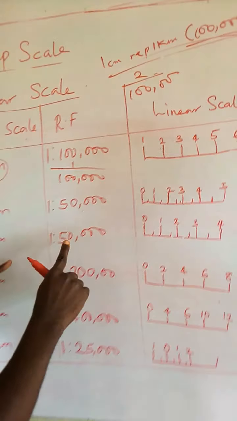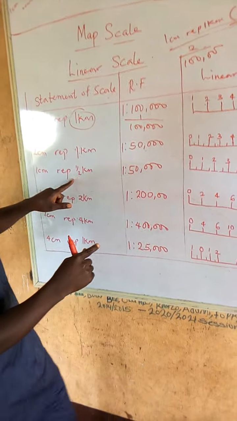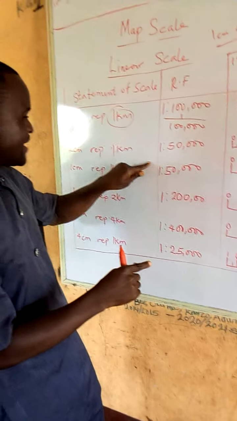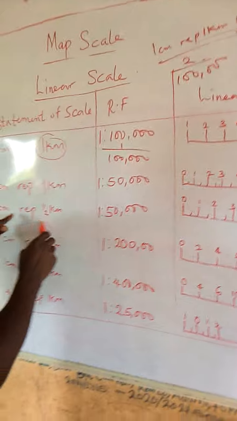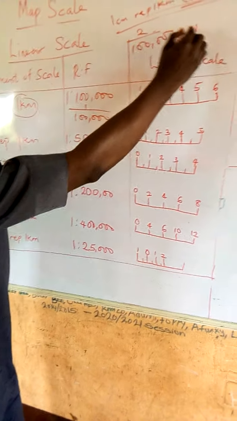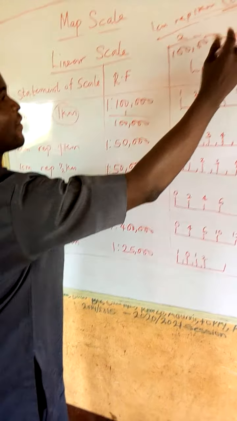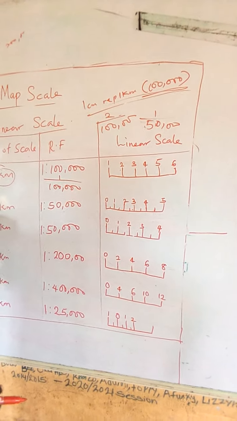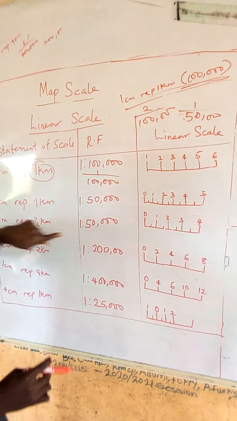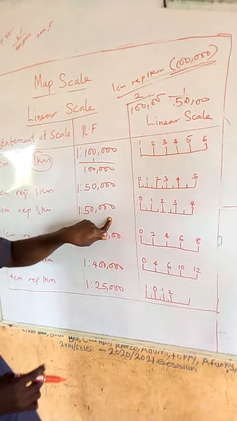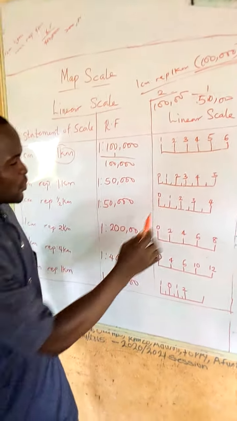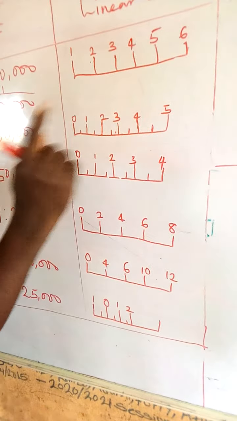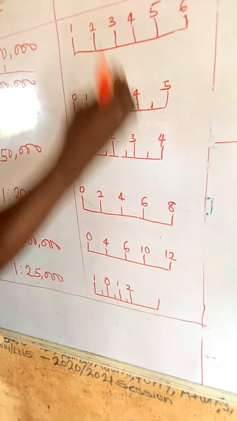We move to the third example. 1 centimeter rep half kilometer. It's still the same thing as 2 centimeter rep 1 kilometer, because this 1 centimeter is going to be 1 all over 50,000, because half kilometer is just half of 100,000, which is 50,000. It's still the same thing. And in this linear also, it's going to have the same thing. When you minus 0 from 1, you have 1. When you divide 1 into 2, it's half. That's still the same linear there.